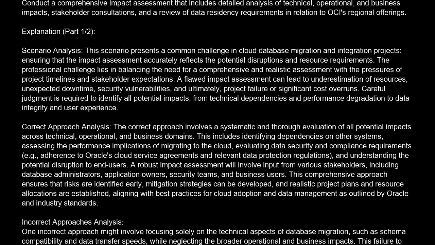A robust impact assessment will involve input from various stakeholders, including database administrators, application owners, security teams, and business users. This comprehensive approach ensures that risks are identified early, mitigation strategies can be developed, and realistic project plans and resource allocations are established, aligning with best practices for cloud adoption and data management, as outlined by Oracle and industry standards.